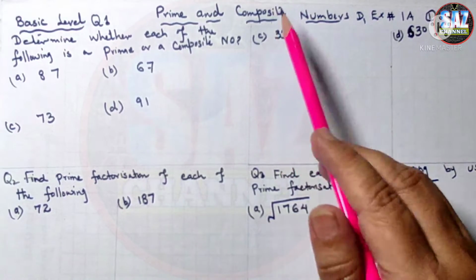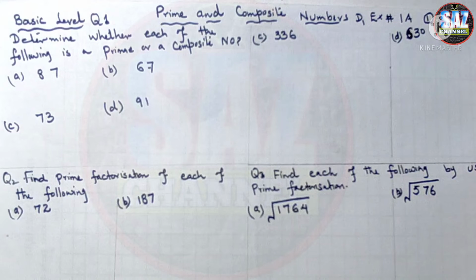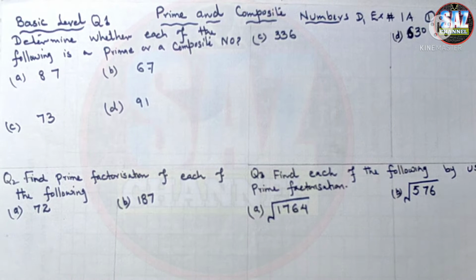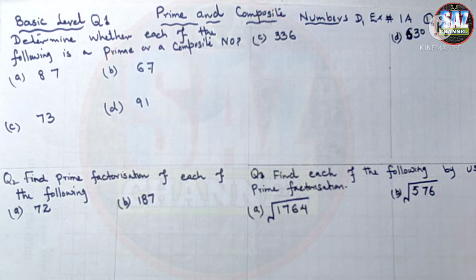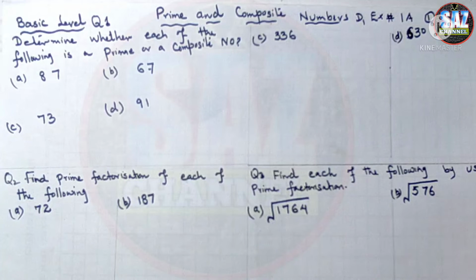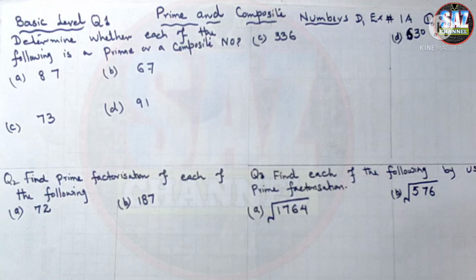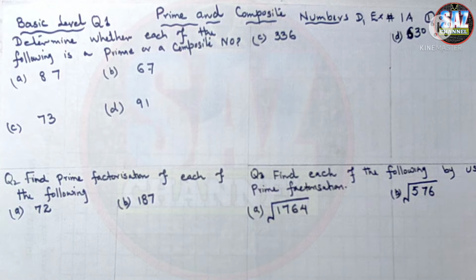Prime numbers are the numbers which have only two factors. One is the number 1 and the other is the number itself. Suppose I'm taking the example of 3. 3 has only two factors: 1 and the number itself. And the composite numbers are the numbers which have more than two factors. Like if I'm taking the example of 9, 9 has three factors. 1 is the factor of every number: 1, 3 and 9. So the numbers which have only two factors, they are the prime numbers, and the numbers which have more than two factors, they are composite numbers.